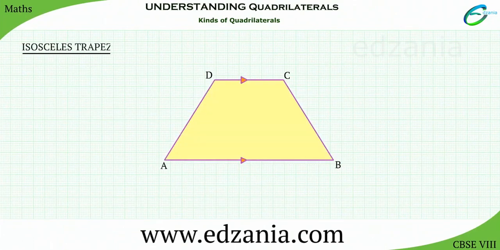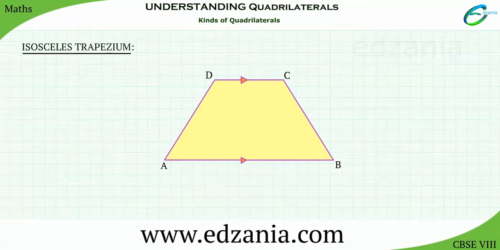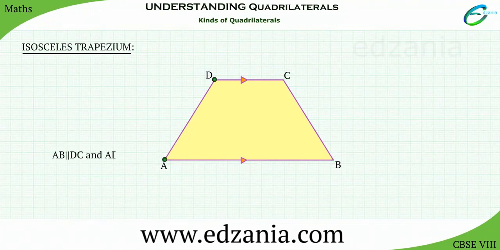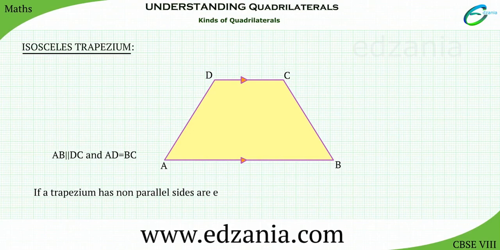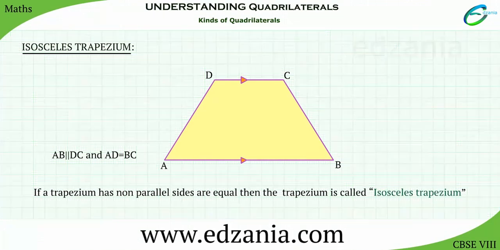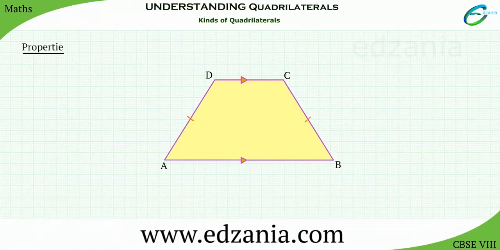Isosceles trapezium and its properties. AB is parallel to DC and AD is equal to BC. If a trapezium has its non-parallel sides equal, then the trapezium is called an isosceles trapezium. Let us learn the properties of an isosceles trapezium.